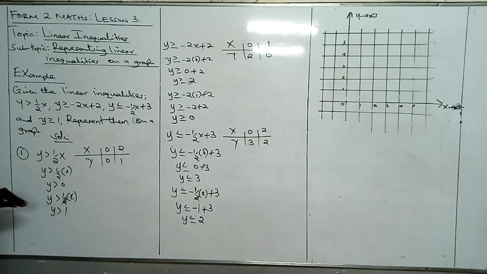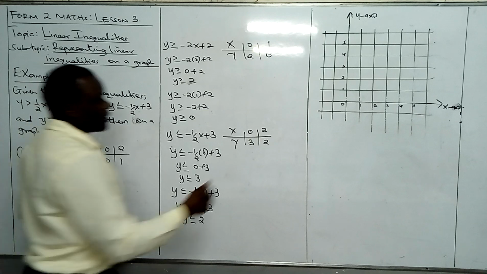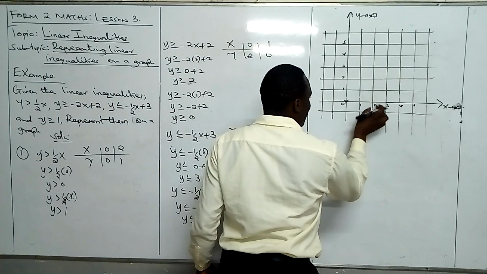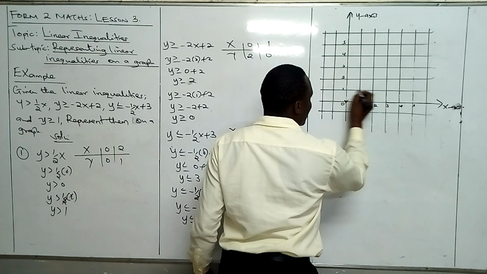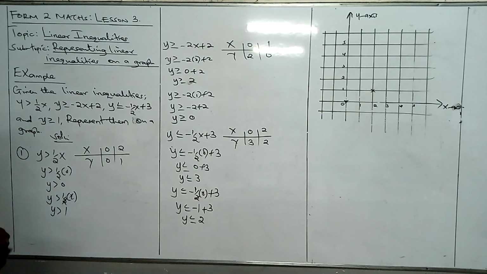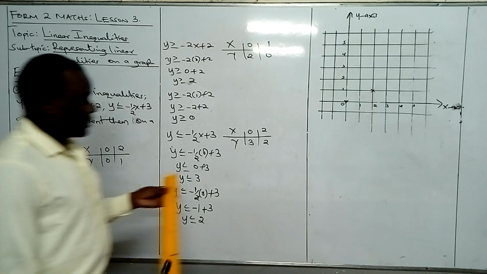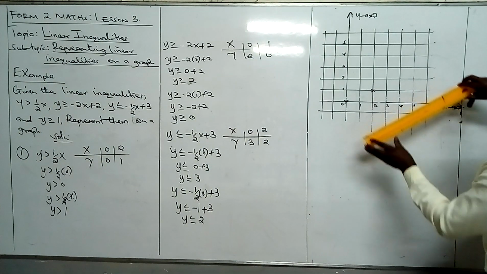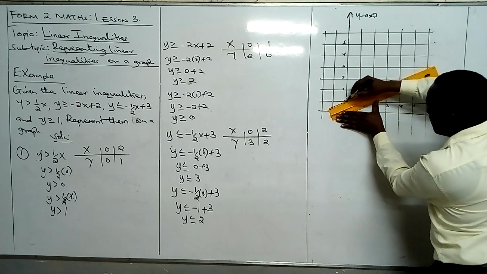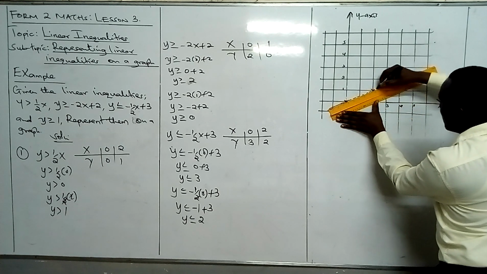The first one now. For us to be able to represent y is greater than a half x, we will use these points. 0, 0 is at the point of origin. 2, 1. 2 on the x-axis is here. 1 on the y-axis is there. They converge or meet at that given point. And remember, when you are plotting graphs, you use greater than only. Therefore, you join the 2 points using a dotted line because we are greater than only.